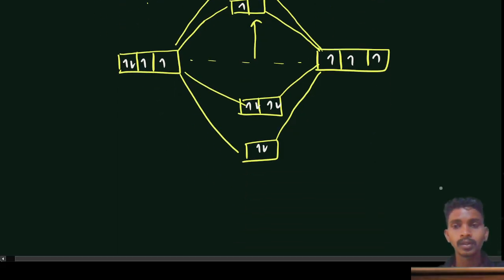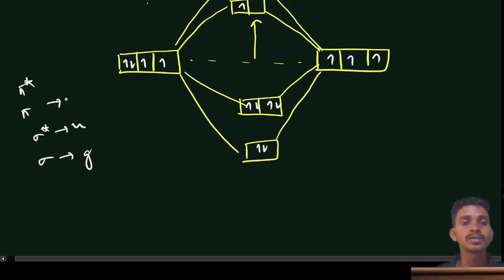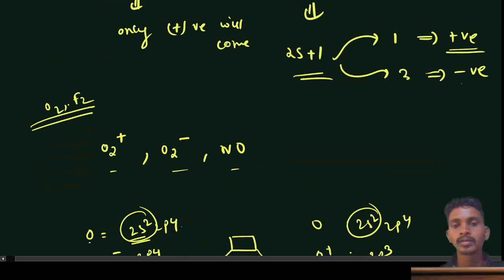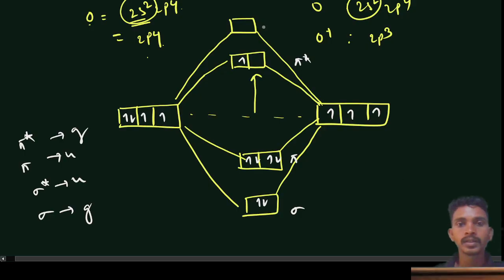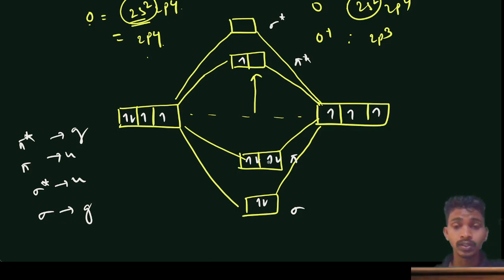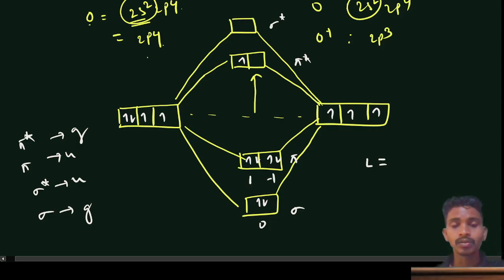Now we know that we will give g and u labels. It will look like this: sigma, sigma star, pi star. Sigma is always g, then it is g, g, u, u, g. So this is sigma, this is pi, this is pi star, this is sigma star. Wherever the electrons are, they actually cancel with each other. For L values also, this value is 0, this is 1, this is -1, so they will cancel with each other.